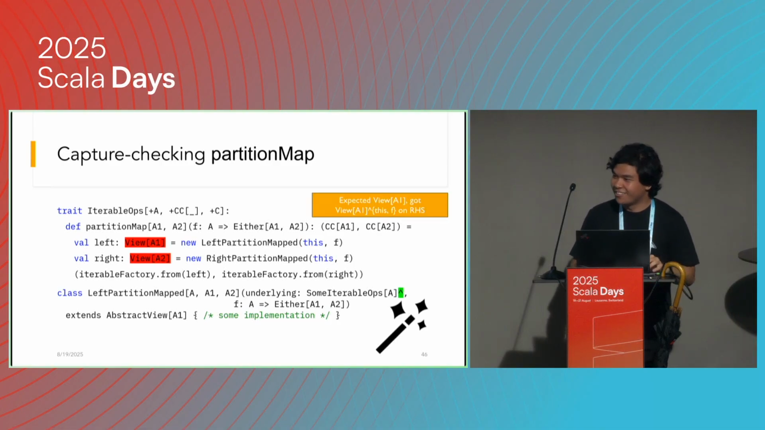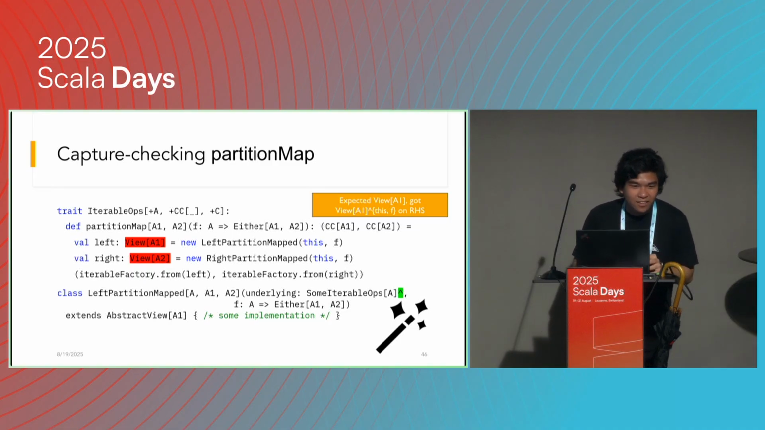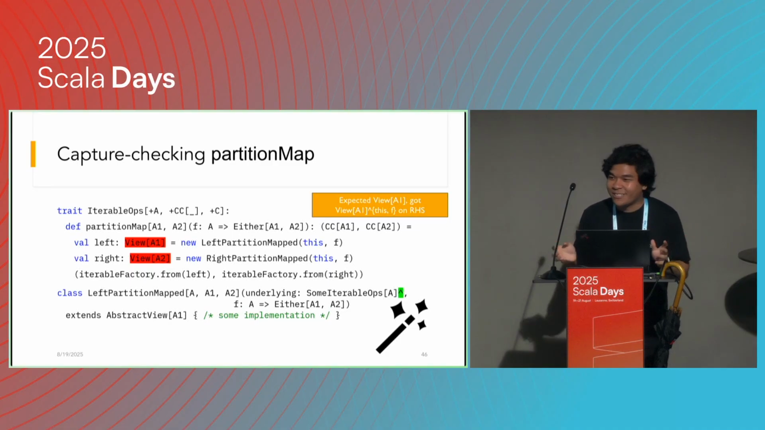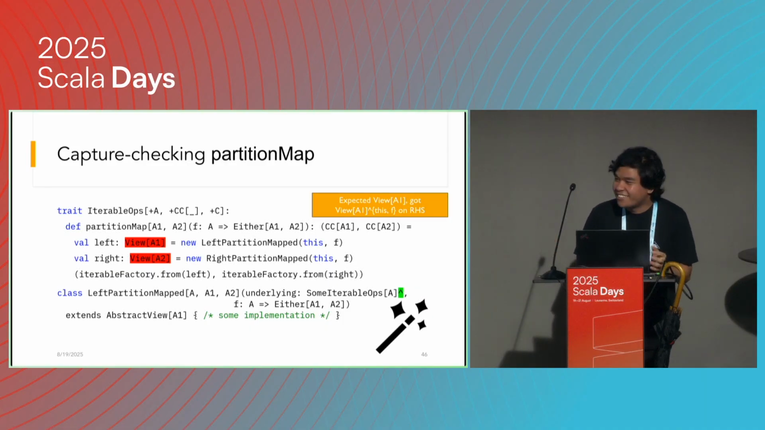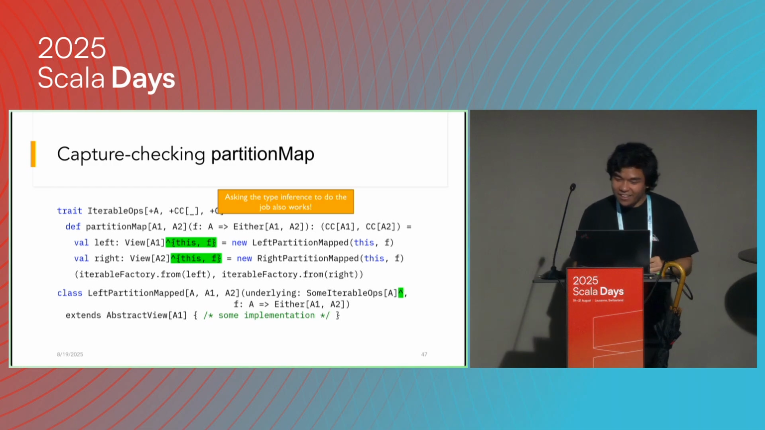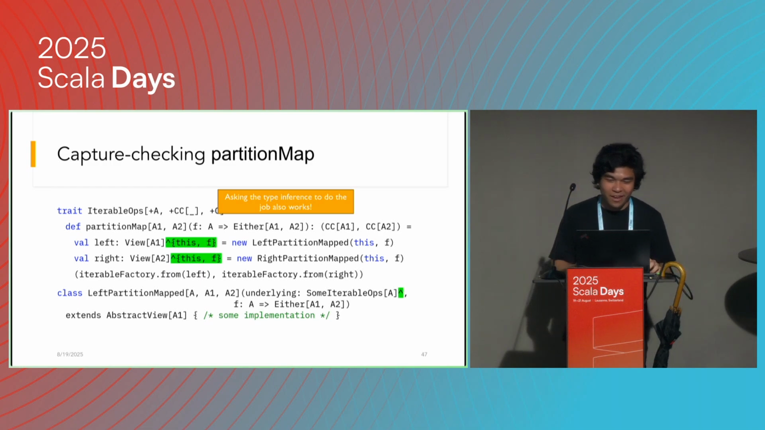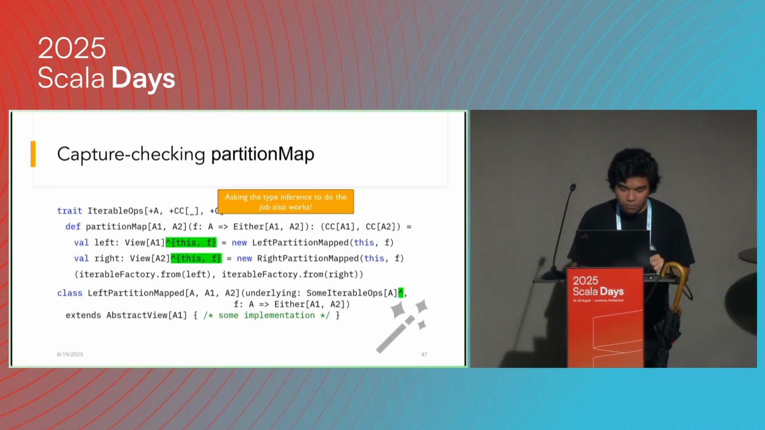We get new errors. This time, the compiler says expected view A1, but we got view A1 capturing this and F on the right-hand side. What should we change? Yeah, exactly. We just update the type. Okay, but also we can just drop the entire type and let type inference do this thing.